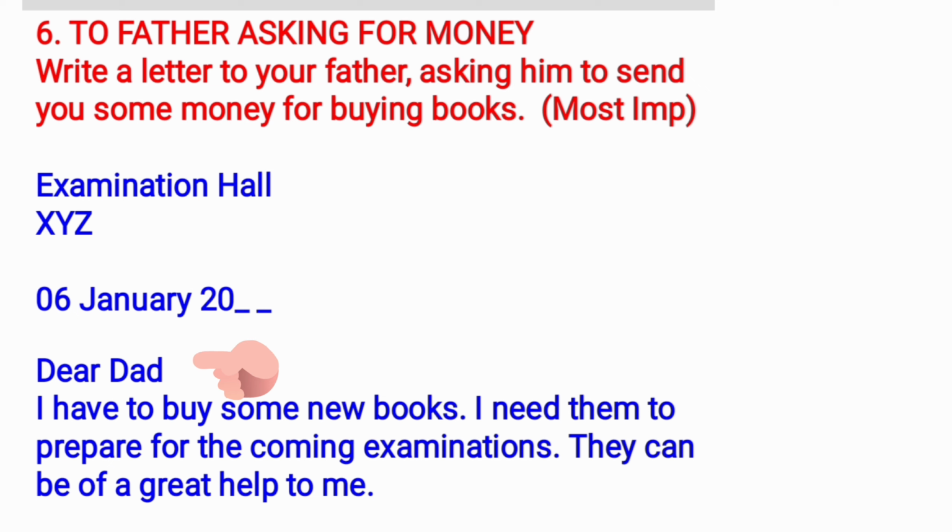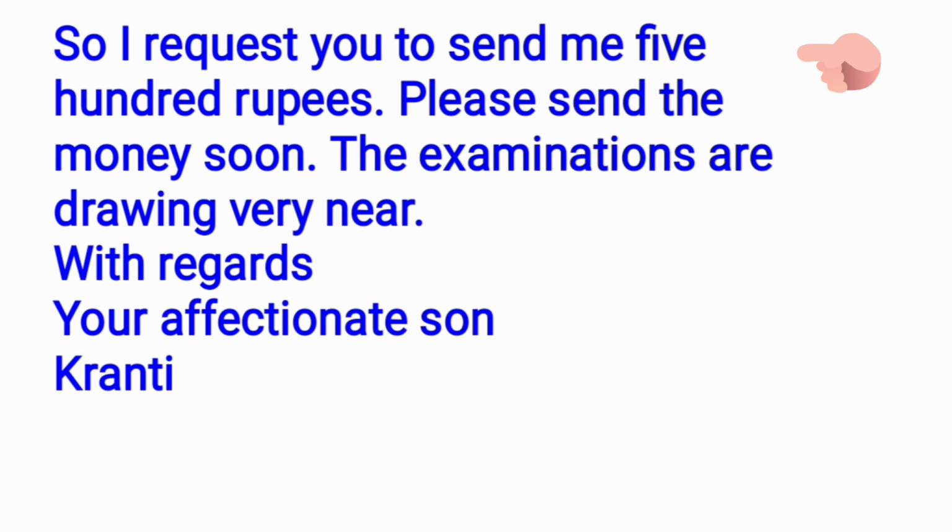Then write Dear Dad, or you can write My dear father. I have to buy some new books. I need them to prepare for the coming examination. They can be of great help to me. So, I request you to send me 500 rupees. Please send the money soon. The examinations are drawing very near. With regards, yours affectionate son, Kranti.